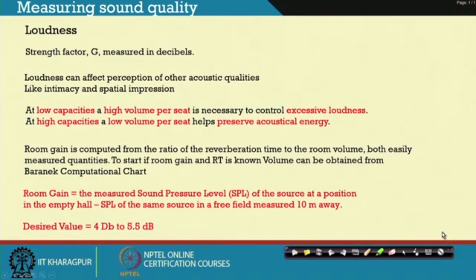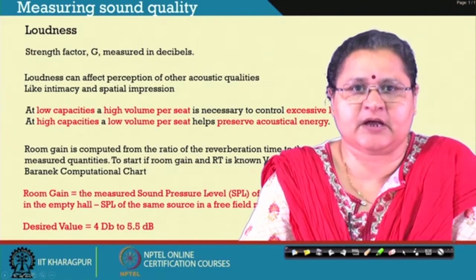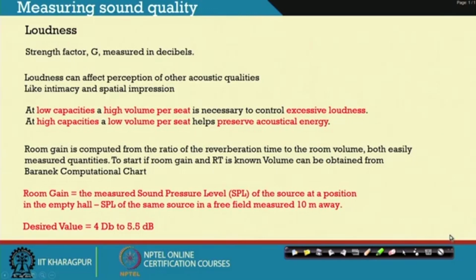So, room gain is the measured sound pressure level, as I have told, of the source at a position in an empty hall minus the sound pressure level of the same source in a free field condition measured 10 meters away. So, room gain is the difference in the sound pressure levels, and hence it is in decibels, and the desired value is between 4 to 5.5 decibels.